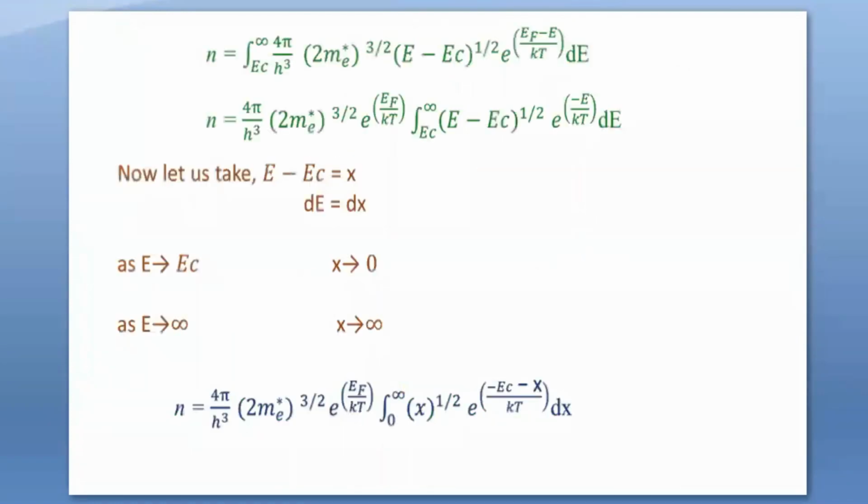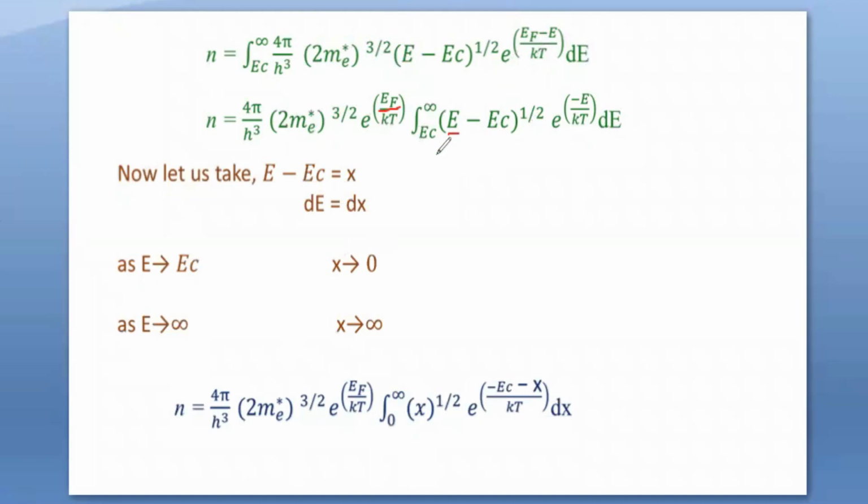So it will become 4π/h³ (2m_e*)^(3/2) e^(E_F/kT). Here E_F is also constant; our variable is only energy E. That's why E_F is also brought out here from this exponential e^(E_F/kT).